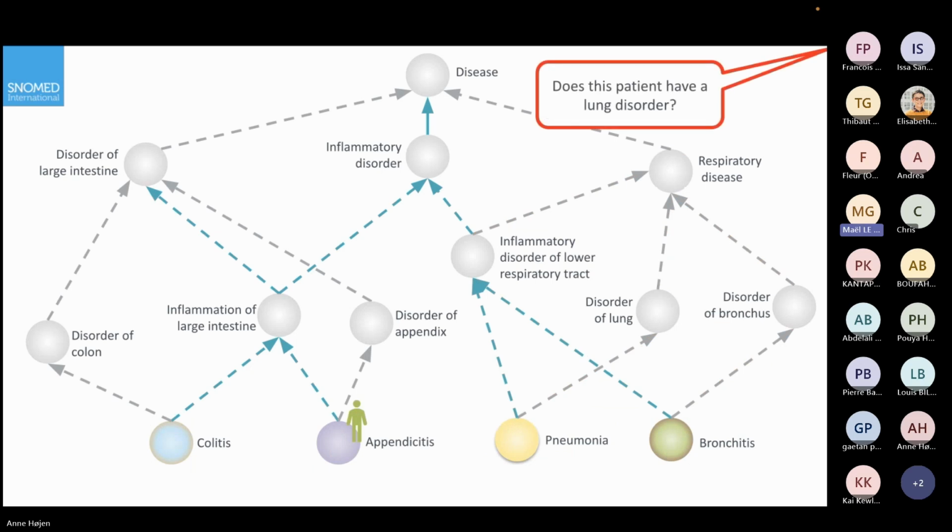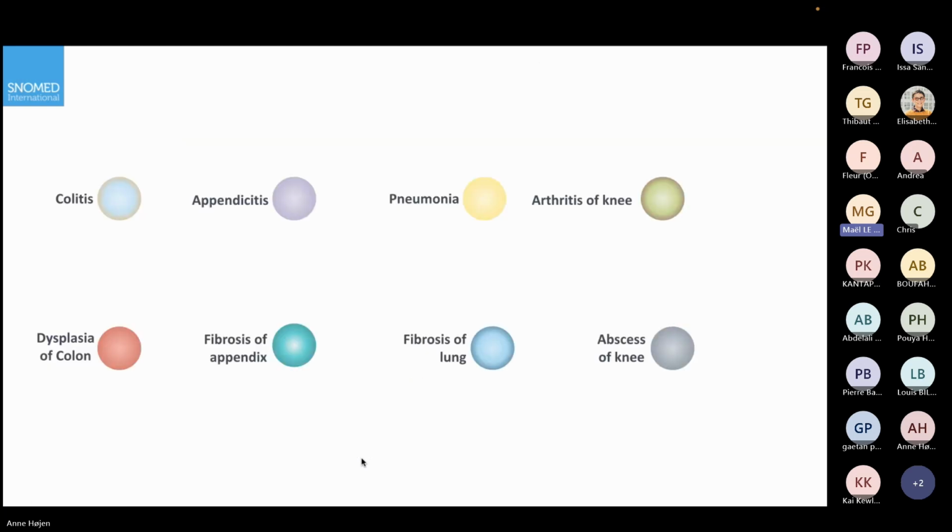Another question, more in the decision support mindset, is where you want the terminology to help you answer a question: does this patient have a lung disorder? Well, then you identify the concept lung disorder, but the descendants of lung disorder do not match the concept that is the diagnosis for this patient, because that's not a type of lung disorder. So no, this patient does not have a lung disorder.